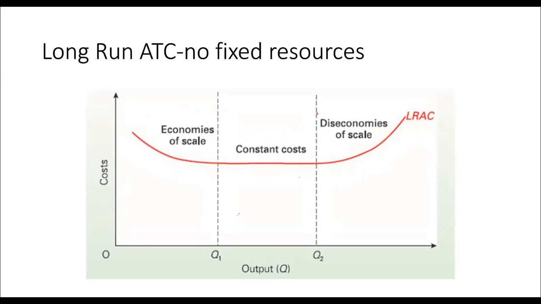Yes, sir. For economies of scale, you said that as quantity increases, average total cost decreases. Correct. And the opposite of this is diseconomies of scale. Correct. All right.